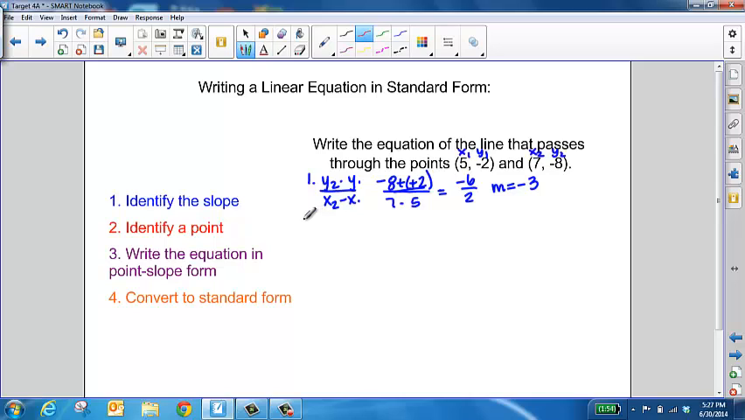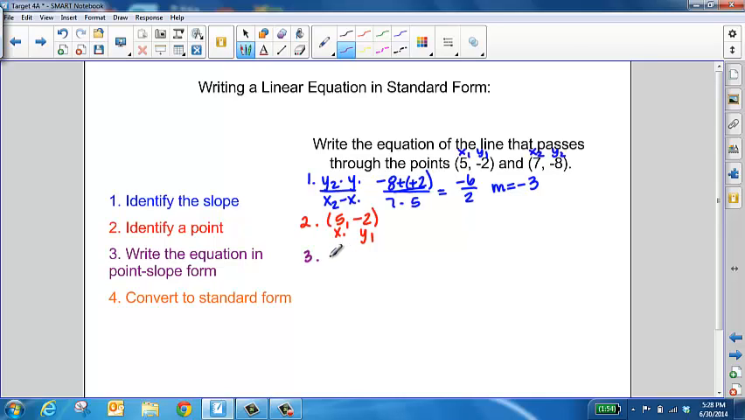The next thing, just like with the other two forms, is to identify a point. And again, you can select whichever point you want to use. I'm just going to select the first one, so we're going to use 5, negative 2 as our x1, y1. And then we're actually going to start off by writing this equation in point-slope form. Even though we want to get to standard form, we're going to start with point-slope and actually work our way through the other forms.